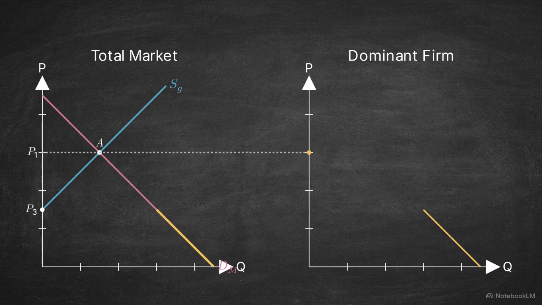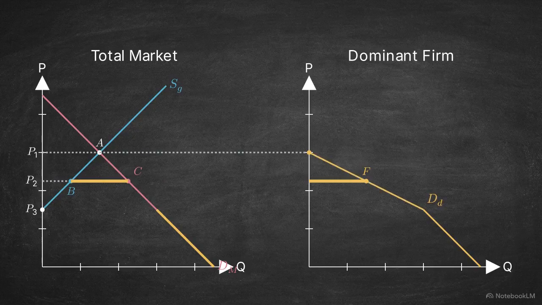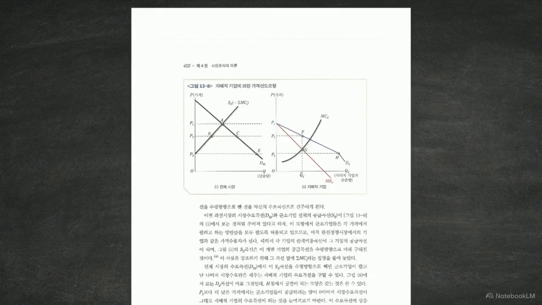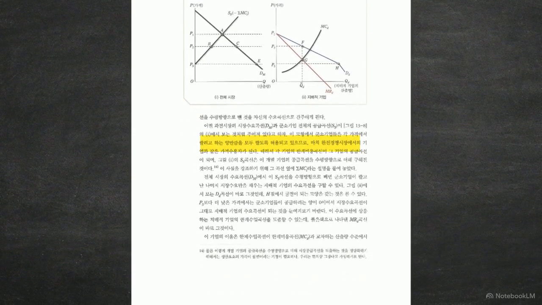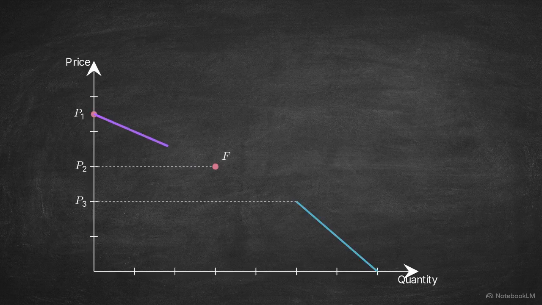Now we examine the critical middle ground at price P2. At price P2, total consumer demand is at point C, but the fringe firms only supply the quantity at point B. The length of the segment BC represents the specific market share that remains for the dominant firm to satisfy. We can slide this horizontal distance, BC, onto our second graph to mark point F. This diagram illustrates the principle. The dominant firm's demand curve is the result of horizontally subtracting the fringe supply, SG, from the market demand, DM. Connecting these points across all price levels generates the residual demand curve, DD.